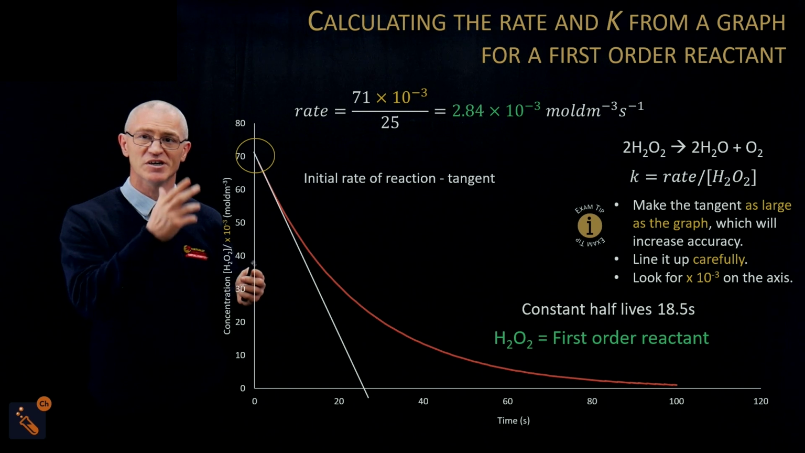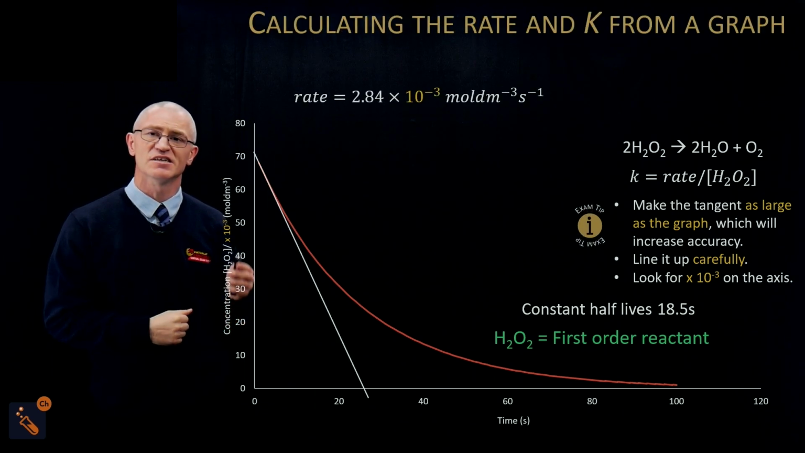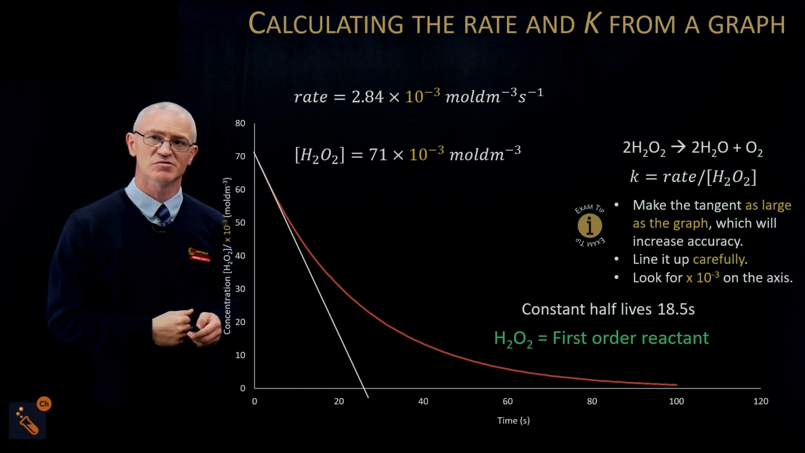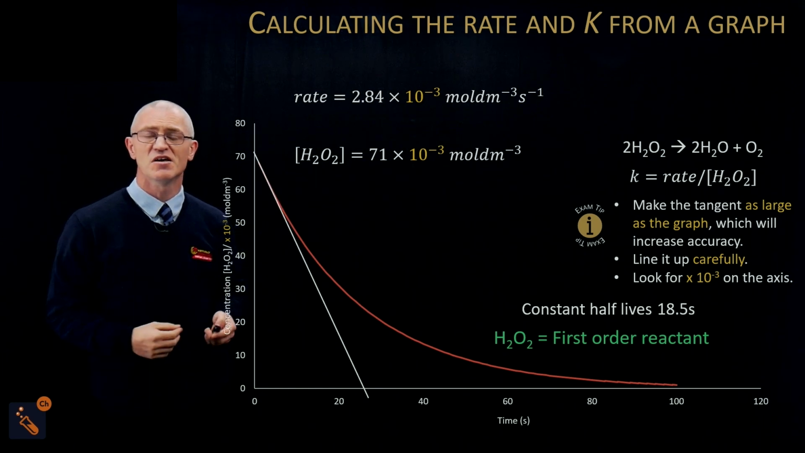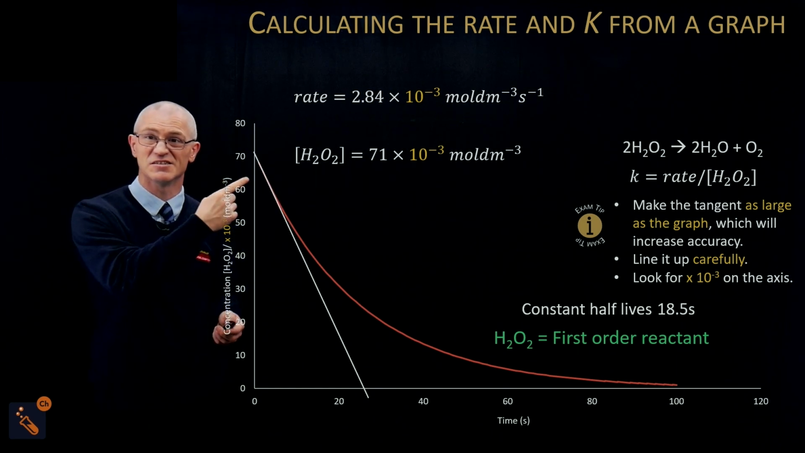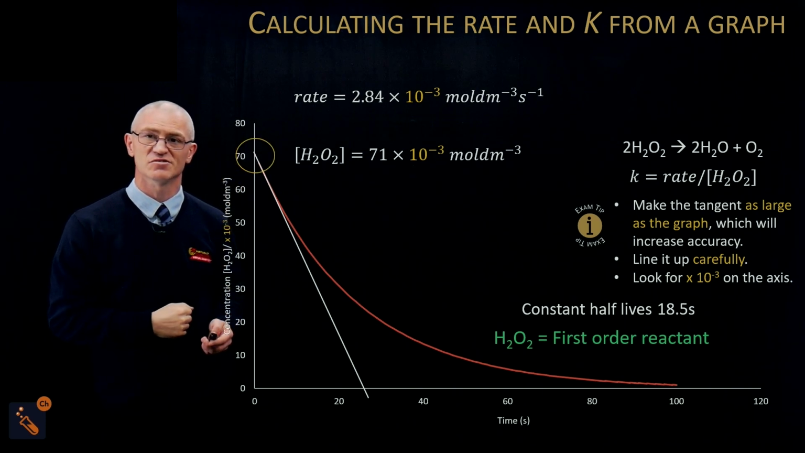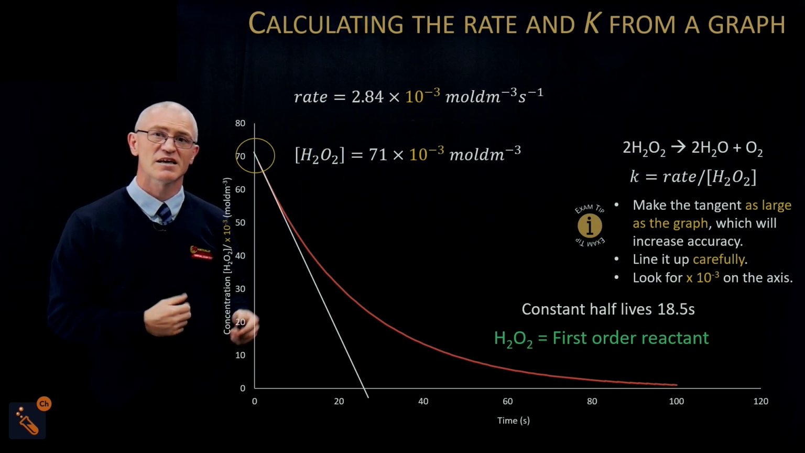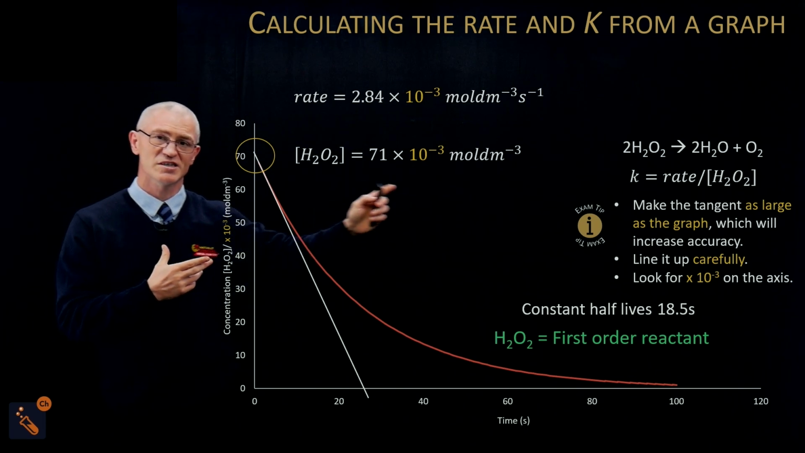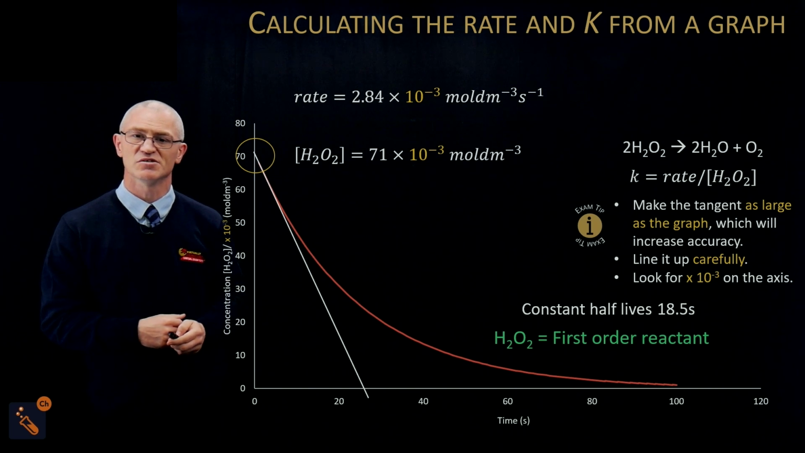Now let's keep the rate up there, and now let's look at the concentration of H2O2. So we had to find out two things: the concentration of H2O2 and the rate. Well, it turns out that to calculate the rate, we needed the concentration of H2O2, and it's this up here. So you always take it at 0. That gives you a concentration of H2O2, and you have the rate. And if you remember, K equals rate divided by the concentration of H2O2, which will give you your value of K.